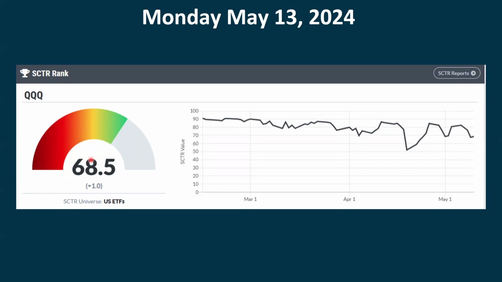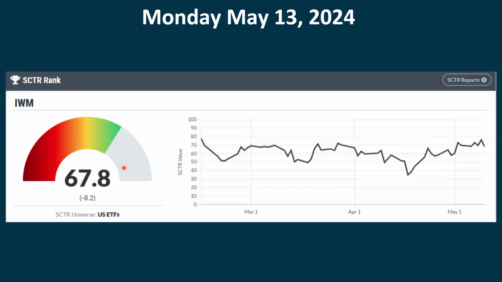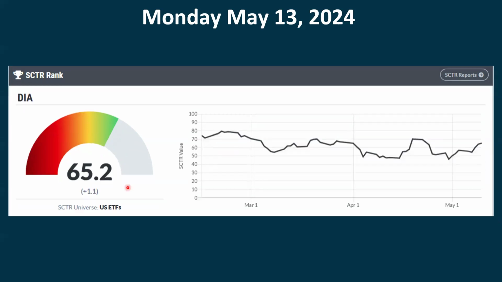But right now, it's coming in third place at 68.5. Then we have the small caps, which are doing better, but they've been range bound pretty much for all of 2024. They come in at 67.8. And then in last place this week are the diamonds, which is the Dow. It's coming in at 65.2.